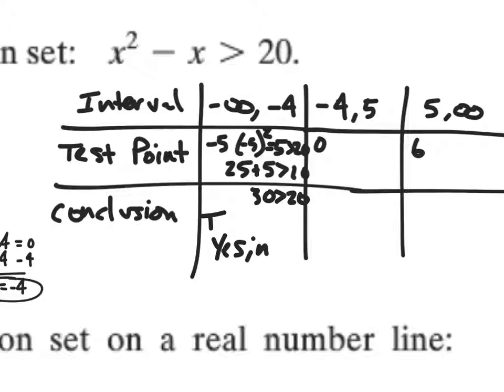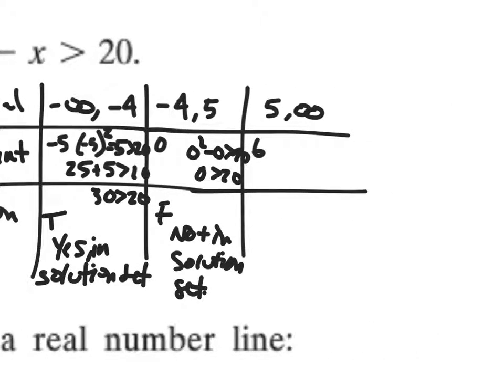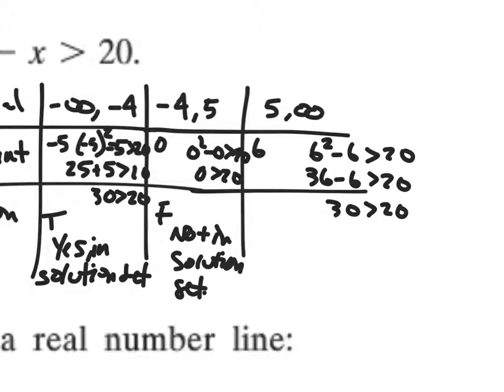This is in the solution set. If I test 0, 0 squared minus 0, is that greater than 20? So 0 greater than 20? No, that is false, so this is not in the solution set. And then if I test the number 6, I've got 6 squared minus 6. Is that greater than 20? So I've got 36 minus 6, so 30 is greater than 20. This is true, so yes, this is in our solution set.